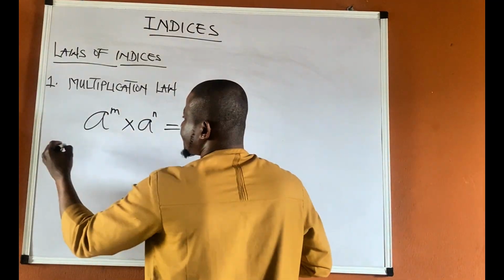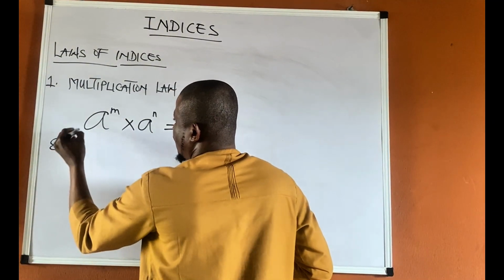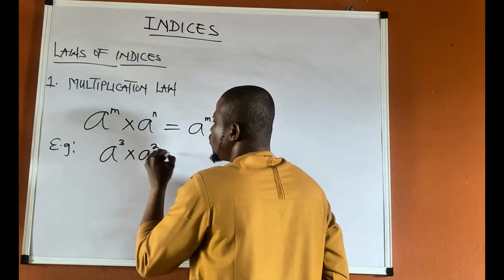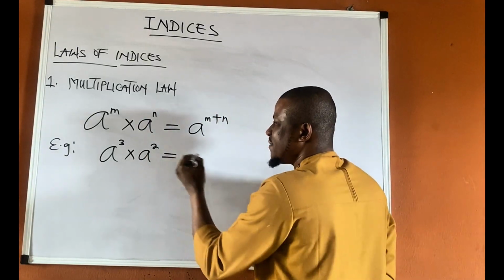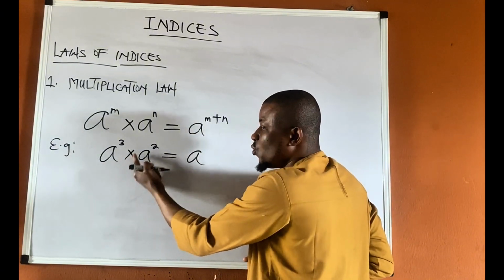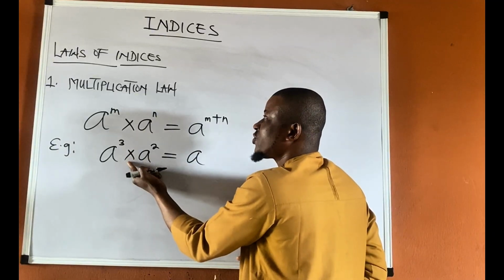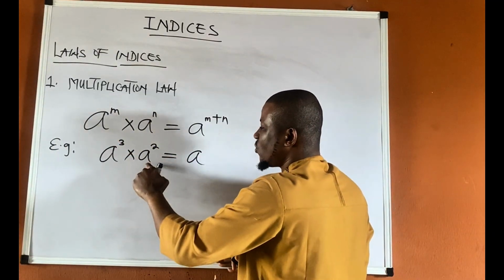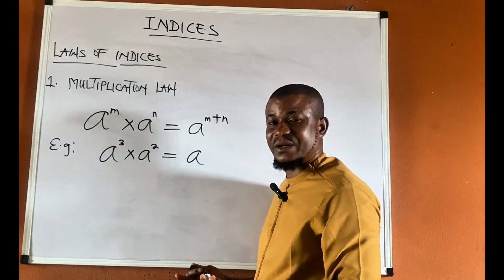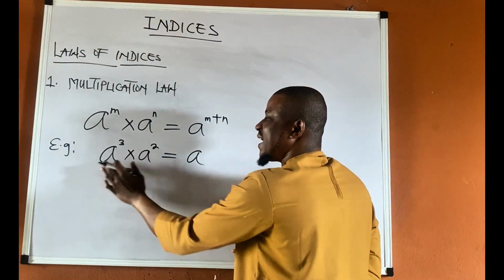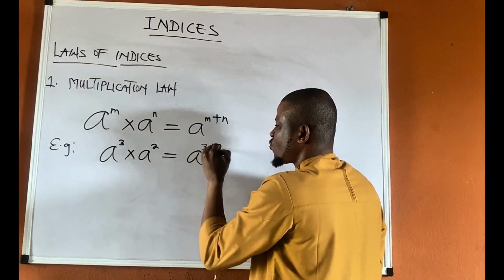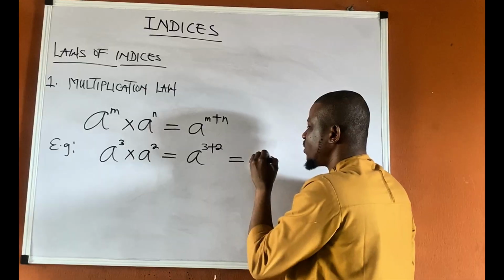If I have a to the power of 3 times a to the power of 2, this will give us a, because they have the same base and they are being multiplied. You must pay attention to the operator here. As long as it is multiplication, we are using the multiplication law of indices, and you must be sure they have the same base. I know you might be wondering, what if they have different bases? We'll get to that concept. But for now, let's pay attention to when they have the same base and they are being multiplied. You take one of the base and add the powers. So this will be 3 plus 2, and this gives you a to the power of 5.